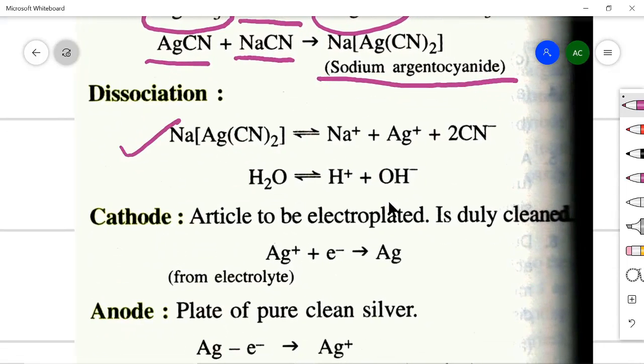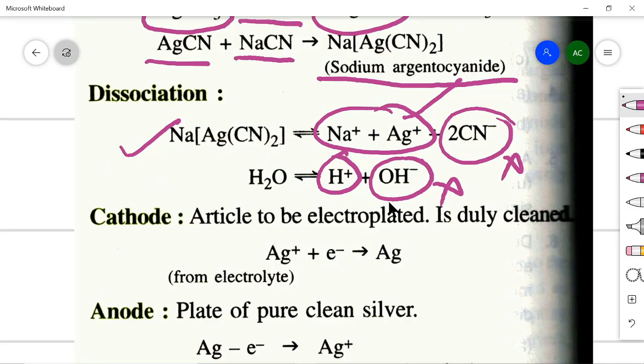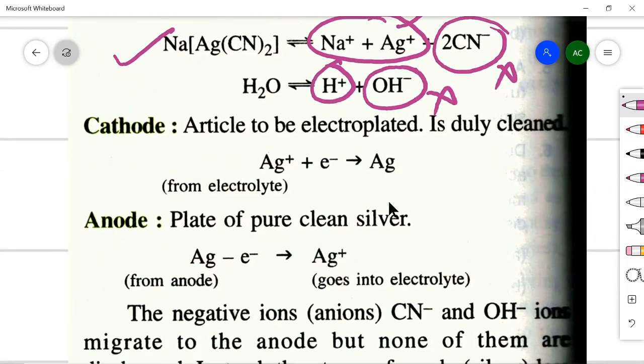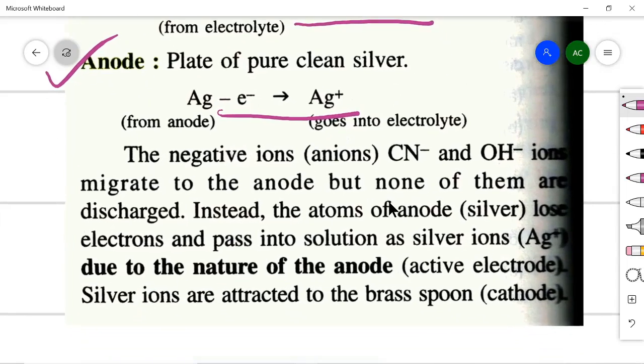Dissociation, I have already told you that these are the three cations which are formed, but this will be discharged, and here no anion will be discharged due to the nature of the electrode, because you have taken active electrode as silver. So, this is the reaction at cathode, very important to learn. Reaction at anode, very important to learn.